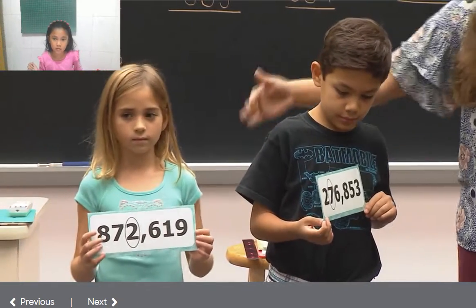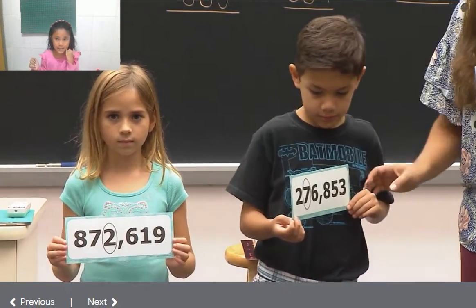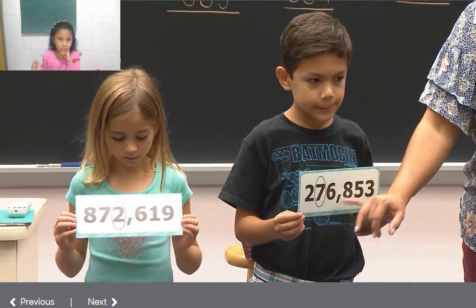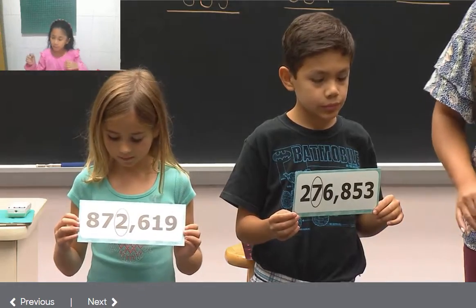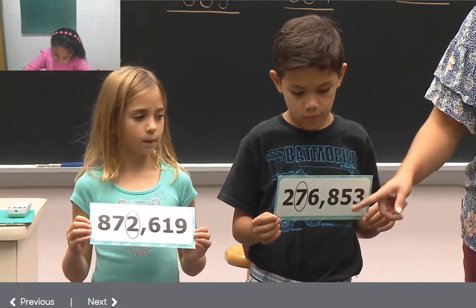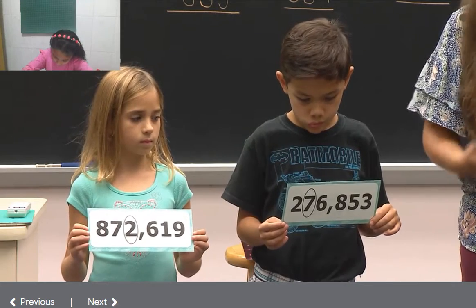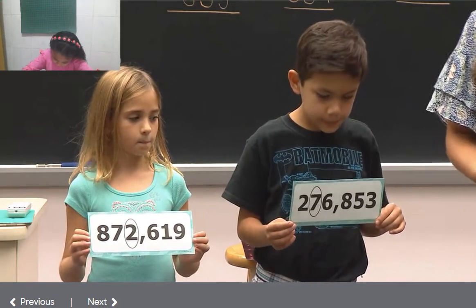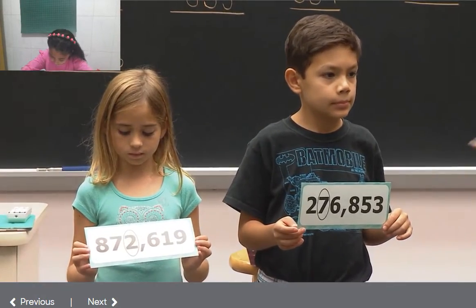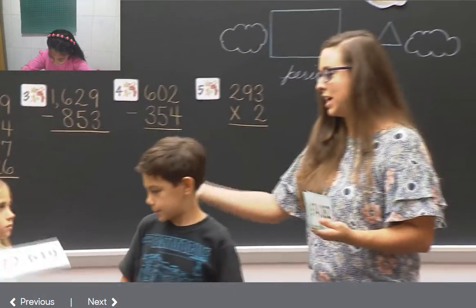276,853. Very close. Let's slide this back just a little bit, Jimmy, so our students watching can also see. There you go. So start with 276. 276. The comma would be thousands. So 276 853. That's it. Good thinking. Thank you, helpers. You may be seated.